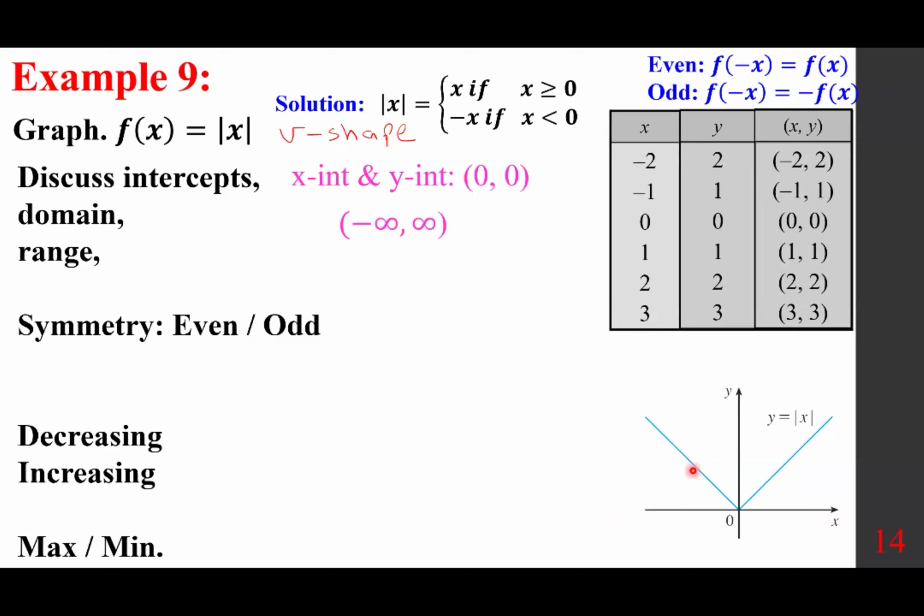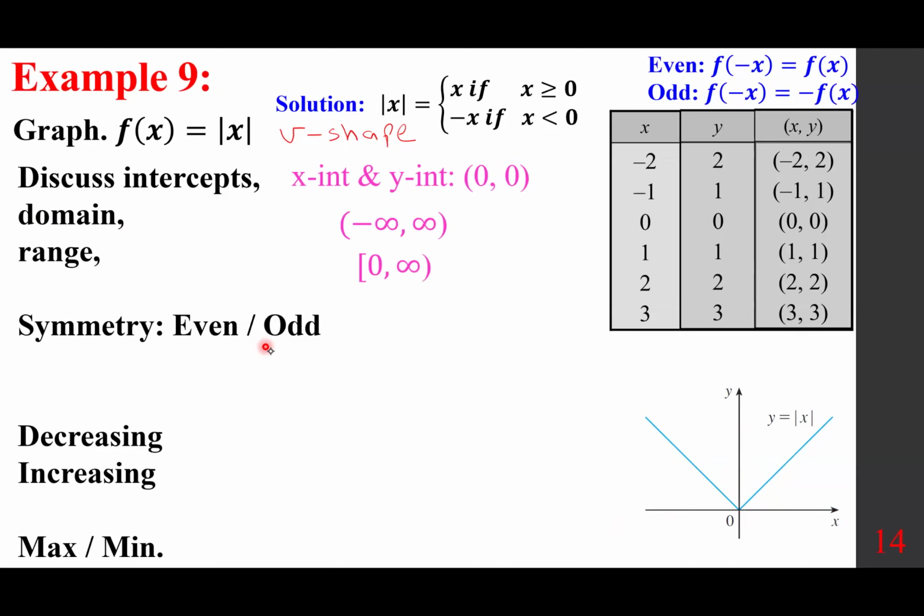What about the range? This part and this part, both of them just cover the positive side. So from 0 to infinity, and 0 is included. That's why we have a bracket. Symmetry, even, odd.